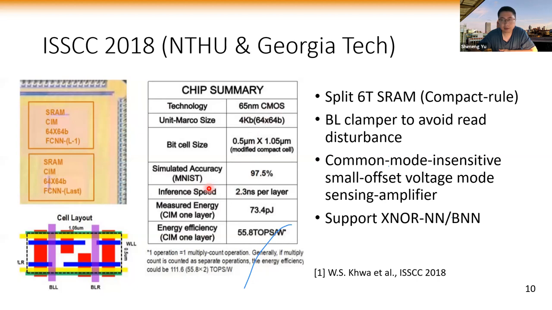This is one of the earliest demonstrations, so it's a simple data set. And this reports the energy efficiency. I believe this is normalized to 1 bit by 1 bit as well. This is the layout of the split SRAM cell. We need an additional word line, so we have to have an additional word line to control the pass gate.